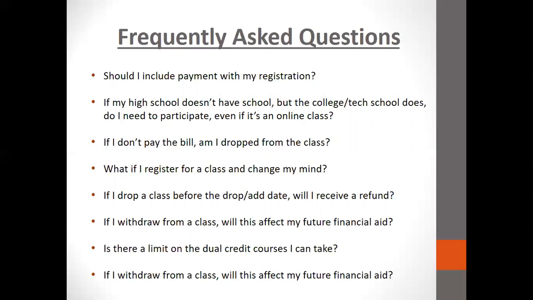If I drop a class before the add drop date, will I receive a refund? Yes, you will. If it's before the add drop date, you will absolutely receive that refund. And even when you withdraw, might be the next question. If I withdraw from a class, will this affect my future financial aid? Not unless you withdraw from at least six courses.